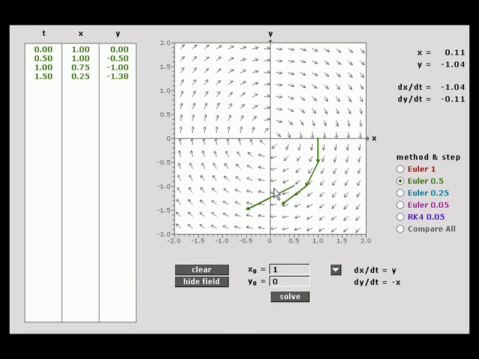And then we take a third step and notice that this is exactly what we got when we did the calculations by hand. After 3 steps of 0.5, x is down to 0.25, y is minus 1.375. And you can keep going, but you're not going to get very good accuracy. If you want more accuracy, you need to take a smaller step size.